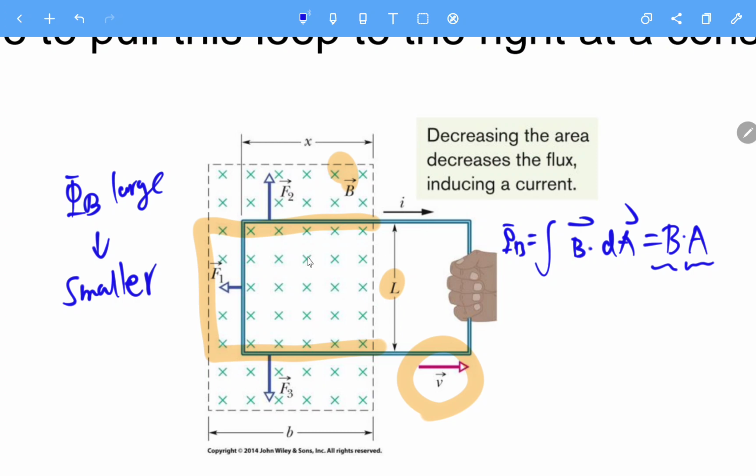Okay, so here B is pointing into the page and becomes smaller, which means that the B induced for this loop should also be pointing into the page. Now you use your thumb pointing into the page, and your forefinger will curl clockwise. So you can see this induced current is clockwise. Decreasing the area decreases the flux, induces a current, and this current is clockwise.